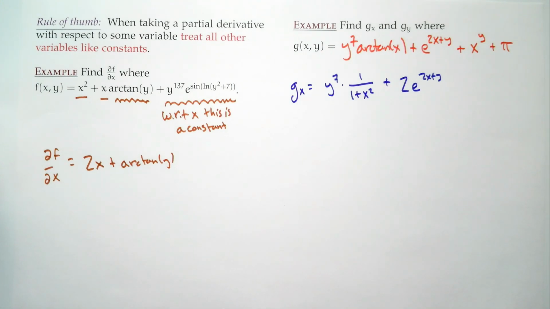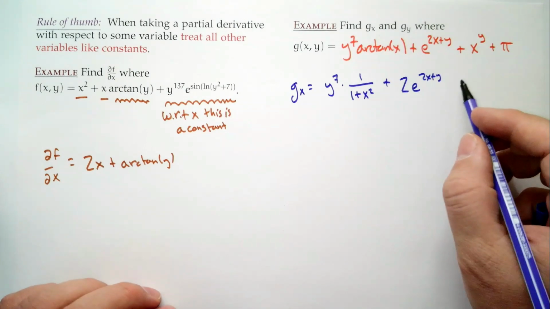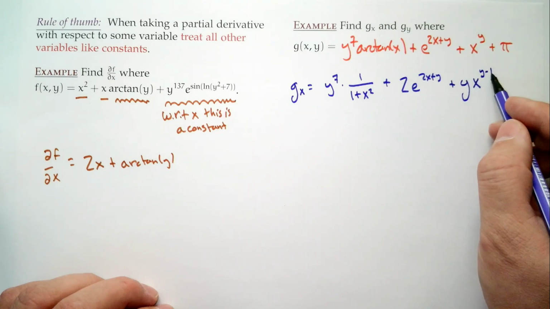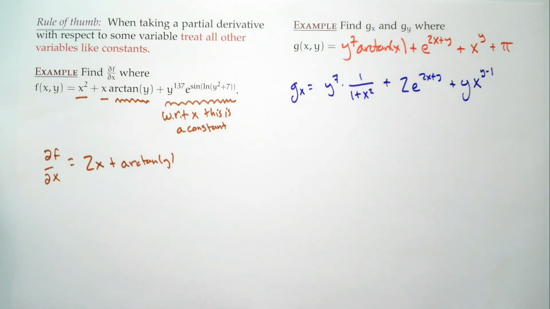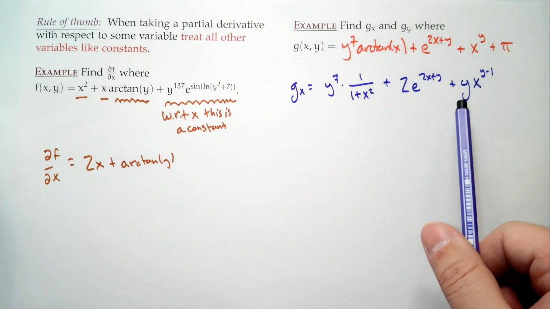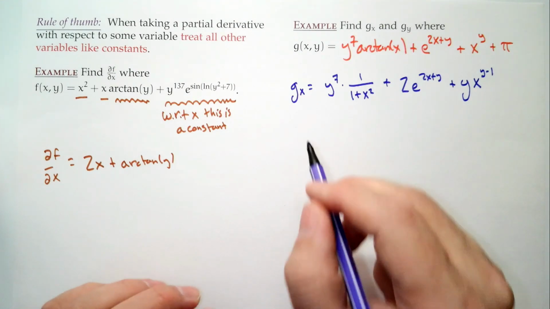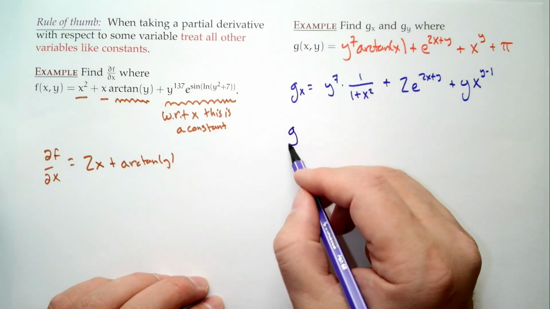How about x to the y? y times x to the y minus 1. What's happening here? Well, here we have the rule of x to a power. If you have x to a power, you bring the power down. That's the y coming down. Then you subtract 1 from the exponent. All right, so that's good. That works. That's correct. What about the derivative of pi? Yeah, it's 0. It's a constant. That really is just a constant. All right. Good. One down, one to go.